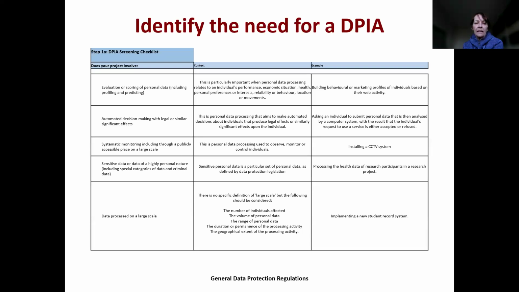Automated decision making with legal or similar effects. This aims to automate decisions about individuals that produce legal effects or similarly significant effects upon the individual. So asking an individual to submit personal data that is then analyzed by a computer system, with the result that the individual's request to use a service is either accepted or refused. Now, the reality is that you could look at something like an online loan application.